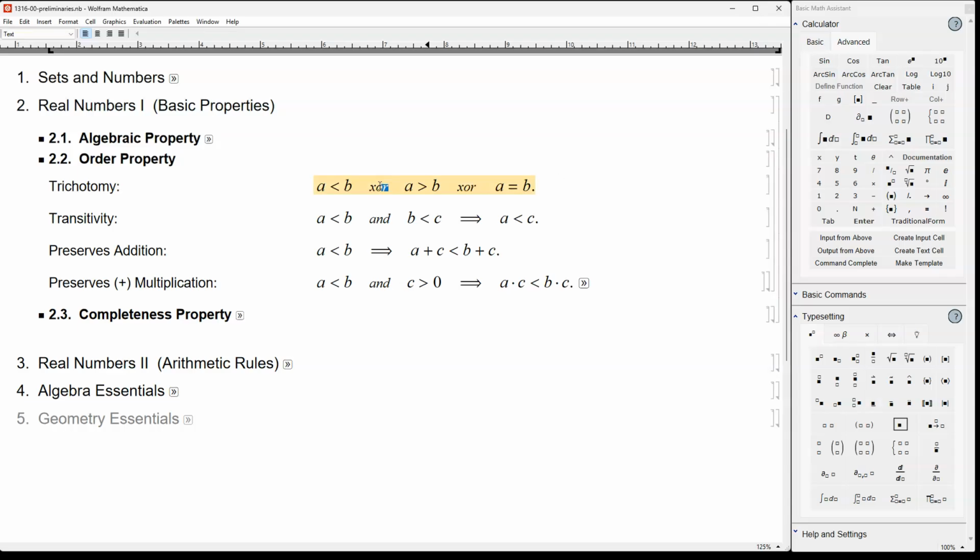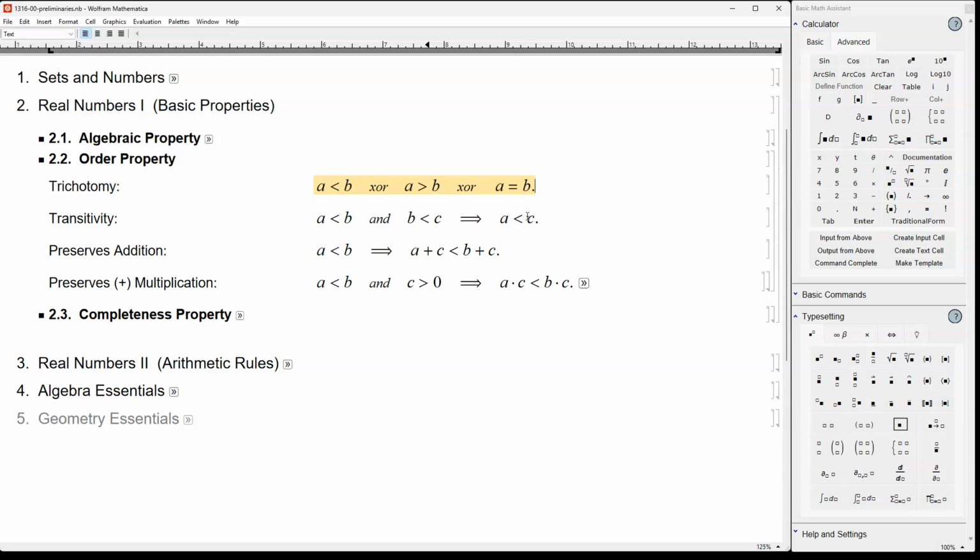Here I'm using the term XOR. What do I mean by that? That means exclusively OR. If you have any pair of real numbers A and B, A is less than B, or A is greater than B, or A and B are equal to each other, exclusively. One and only one of those three will hold.